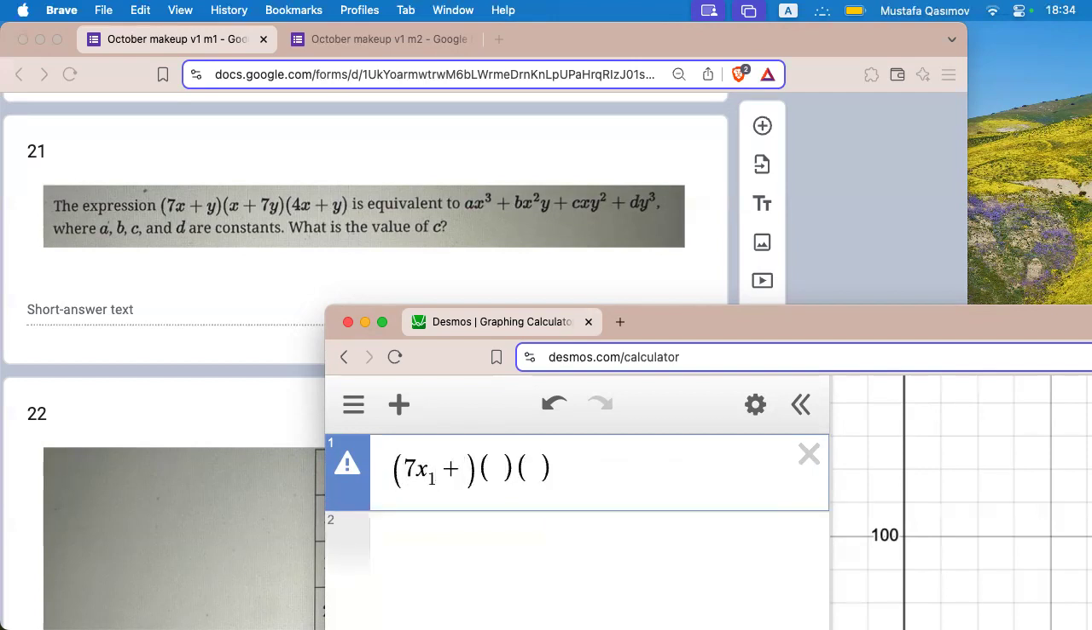Yeah, I think we can also do it with x1 and y1, but it didn't work only for this question.